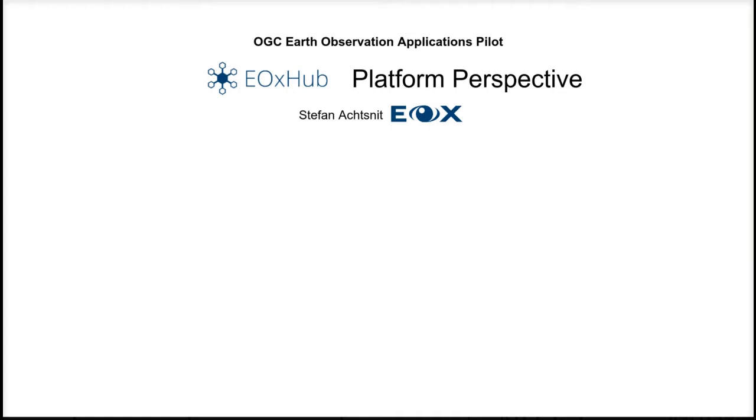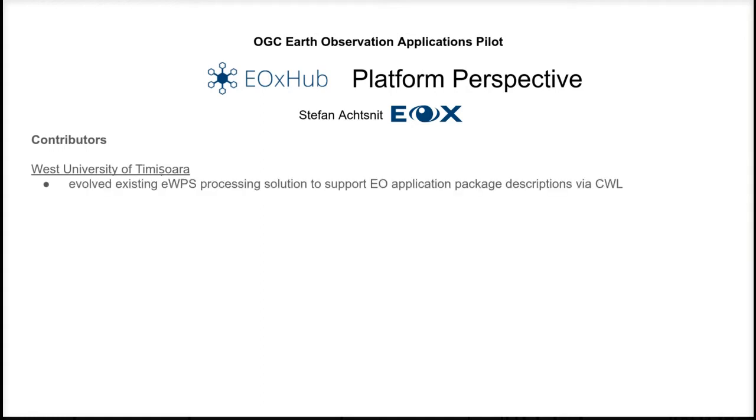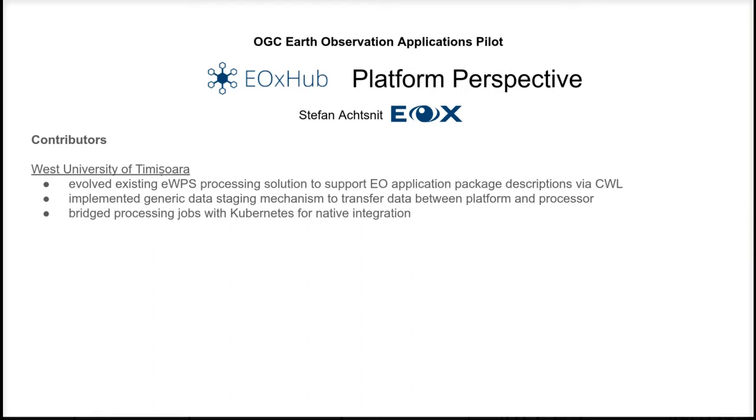These capabilities have been facilitated during the OGC Earth Observations Applications pilot through the work of different people. People from the West University of Timisoara, who evolved their existing EWPS processing solution to support application descriptions via CWL, who implemented a data staging mechanism to shift data between the processor and the underlying platform, and who provided a Kubernetes implementation natively bridging processing jobs with Kubernetes job functionality.